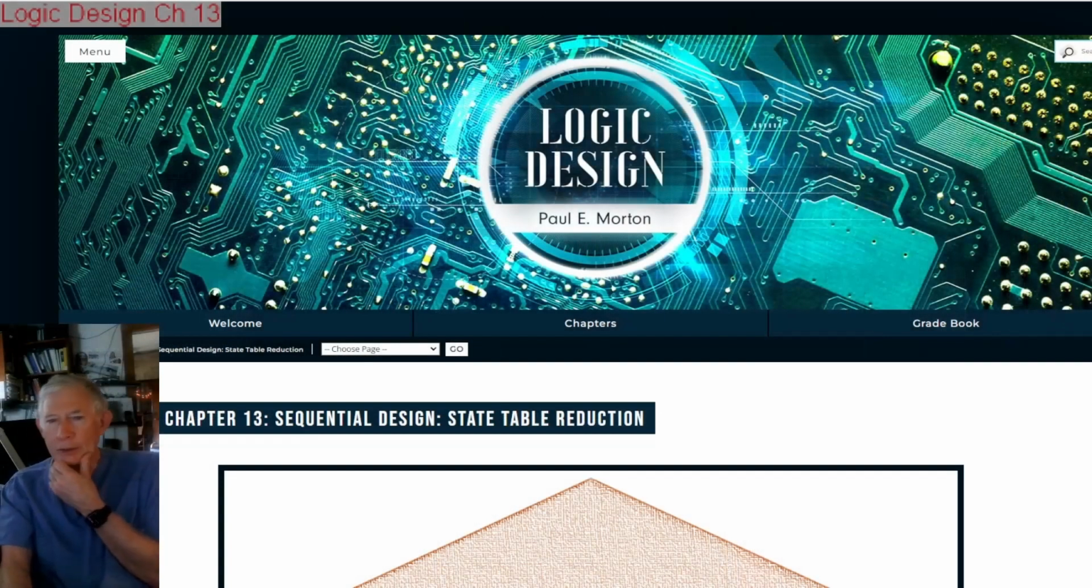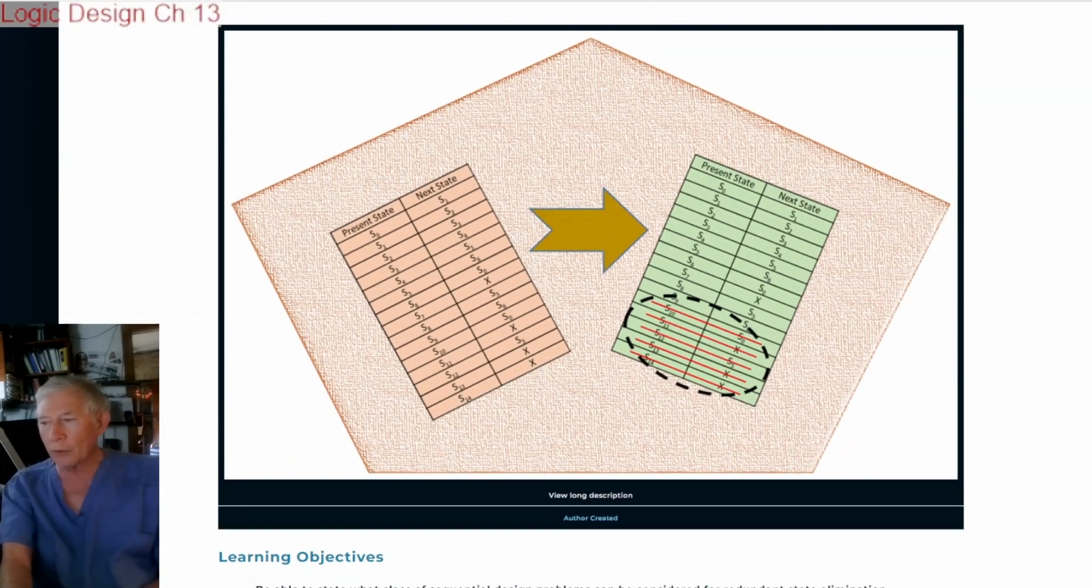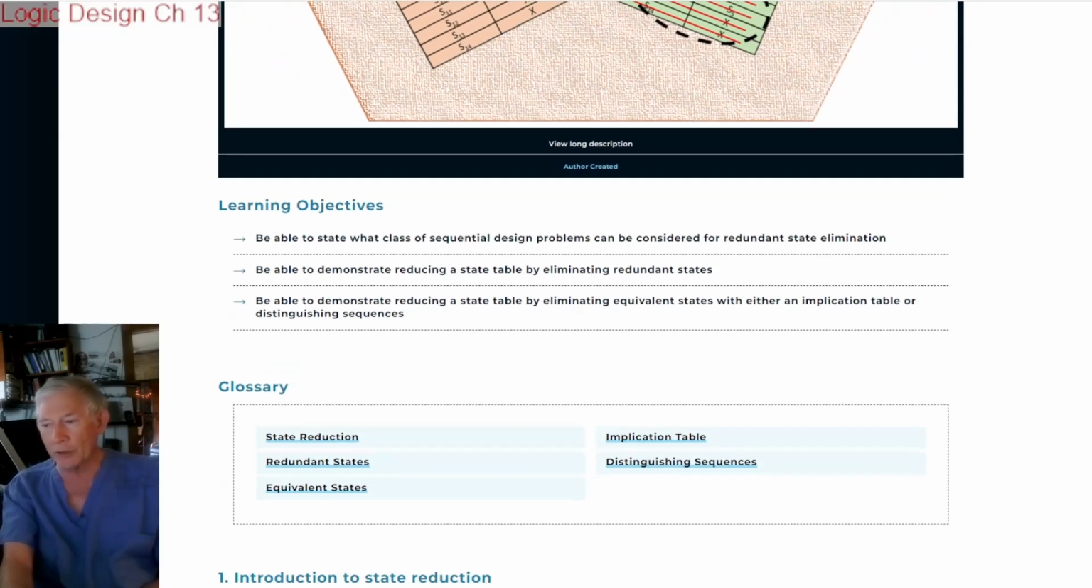Okay, so let's go ahead and look at the book. So here is the book, and you can see what we're doing here. We're looking at how you can take a state table with some redundant or equivalent states and reduce them and get down to a smaller state table.